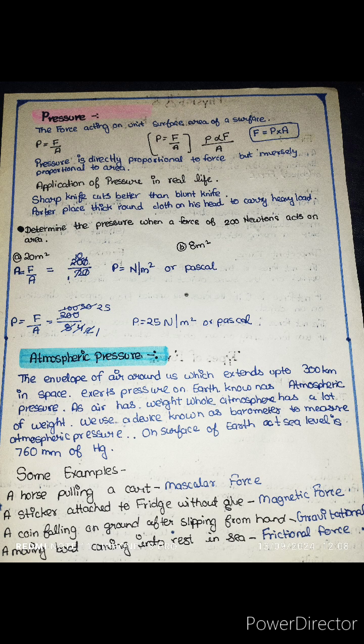A coin falling on the ground after slipping from hand. So this is probably gravitational force, as Earth's gravitational force pulls everything to itself. That is why we are standing on Earth, or else we would be flying. And the last is a moving boat coming to rest in the sea. It is a frictional force, as both the water and the boat come into contact with each other.